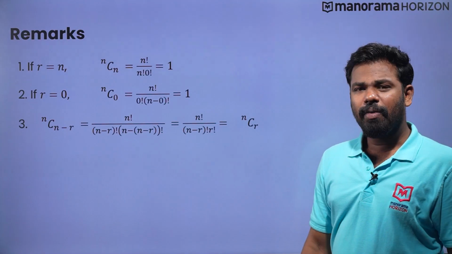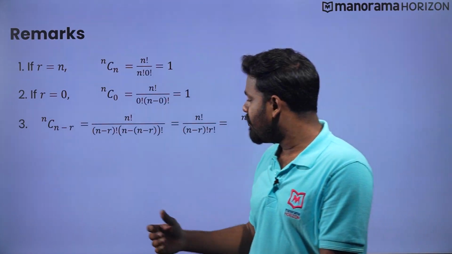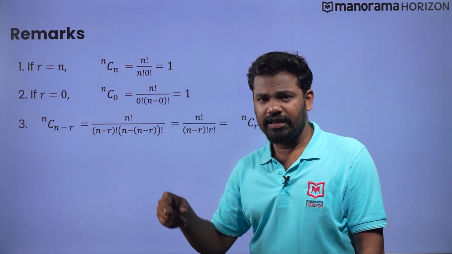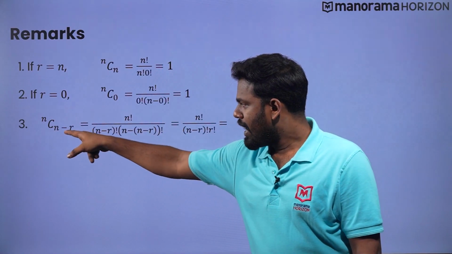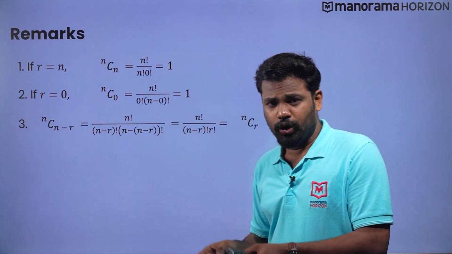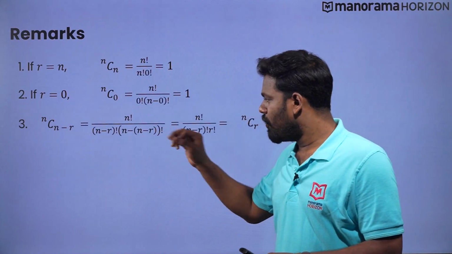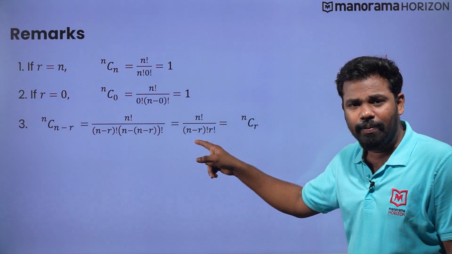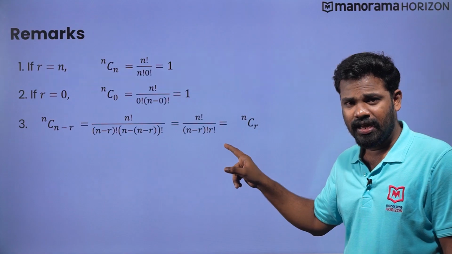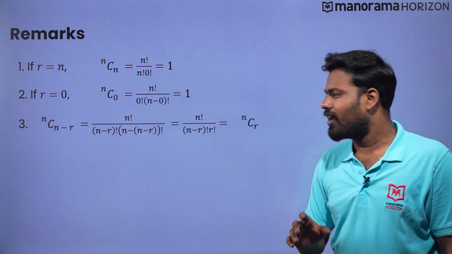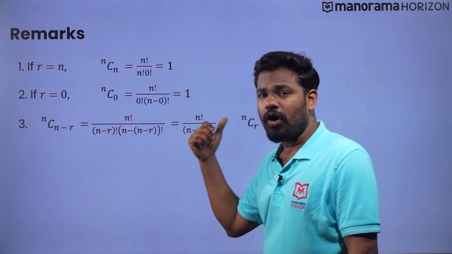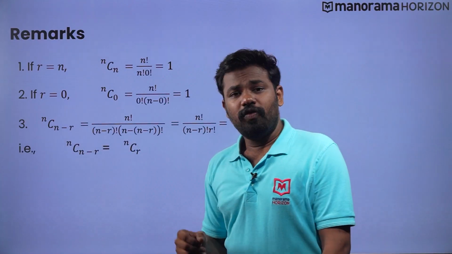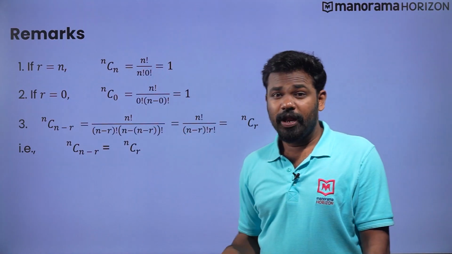Now, nC(n minus r). What is this nC(n minus r)? That is a property that we can use here. nC(n minus r) is what? When you use the formula for nCr, you will get n factorial by (n minus (n minus r)) whole factorial into (n minus r) whole factorial, right? So when you cancel these, you will be getting n factorial by (n minus r) factorial into r factorial, which is nothing but nCr. So nC(n minus r) is also equal to nCr. So this is another important formula that you have to remember because it is useful in many of the calculations in this section.